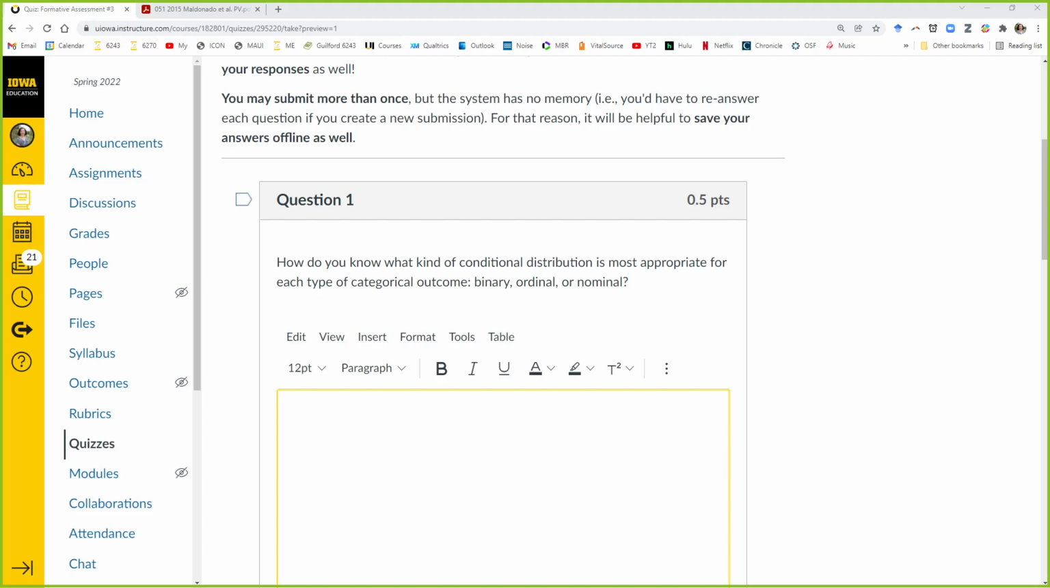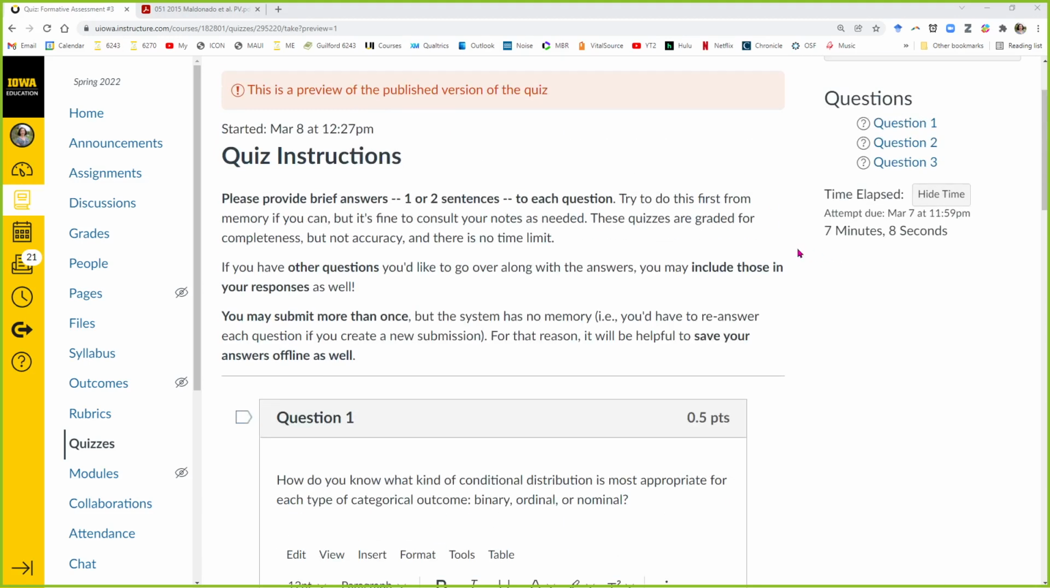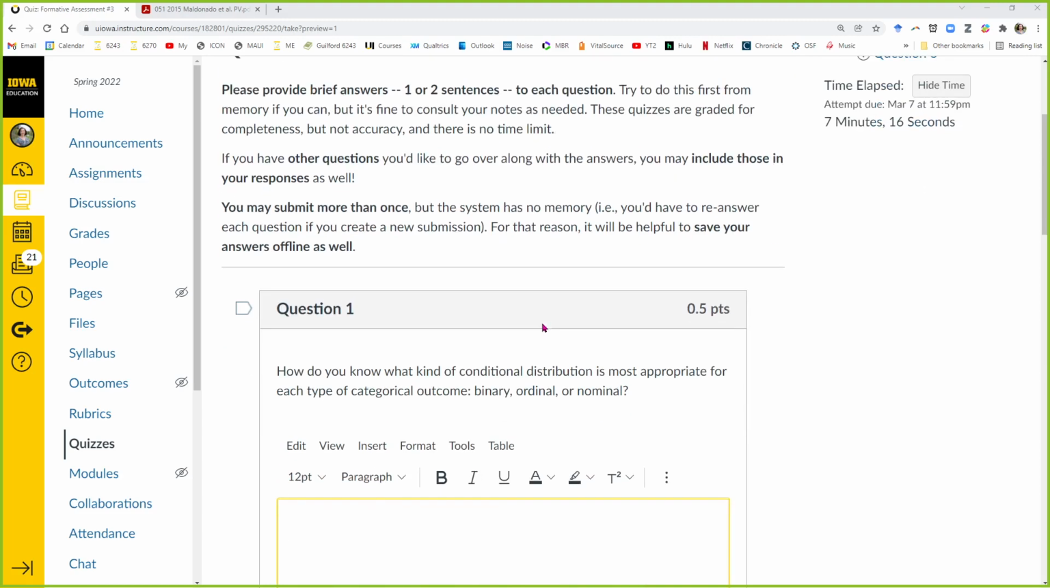Anywho, I have open here your formative assessment number 3, which I had a chance to read and comment on this morning and update grades accordingly. So I thought we could go over these. There's still some misconceptions I want to try to clear up with respect to distributions versus link functions, because they're related, but they're not the same thing.